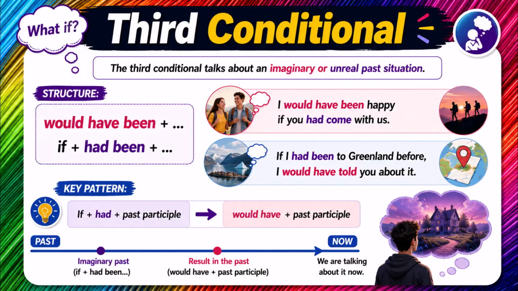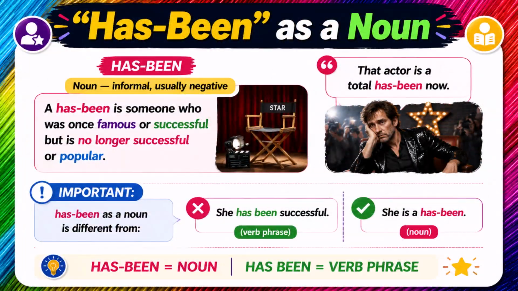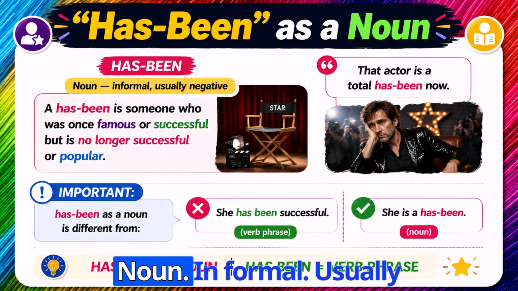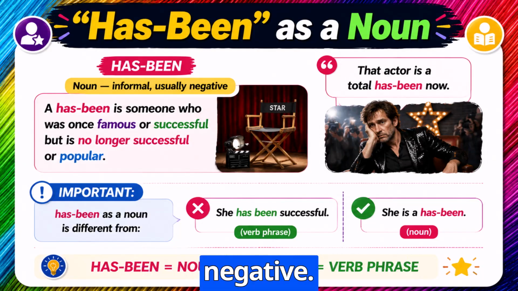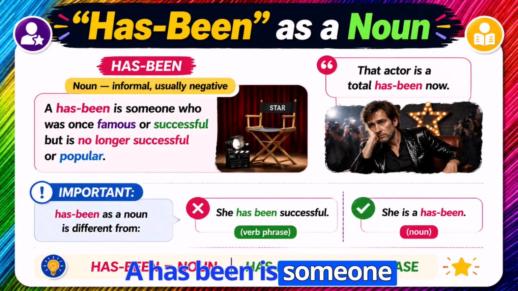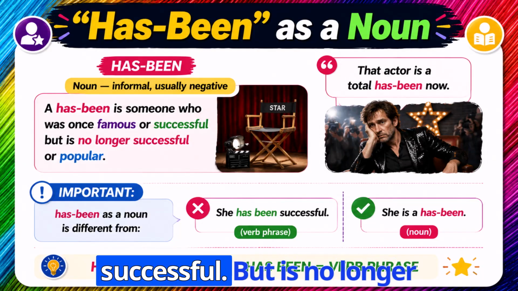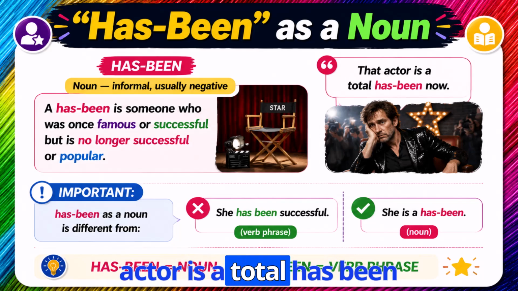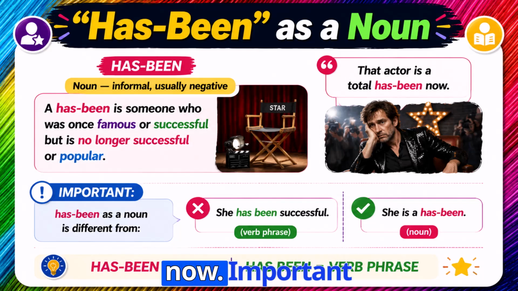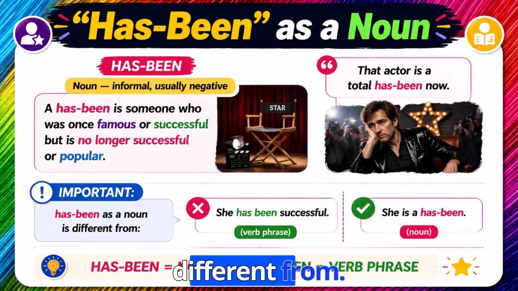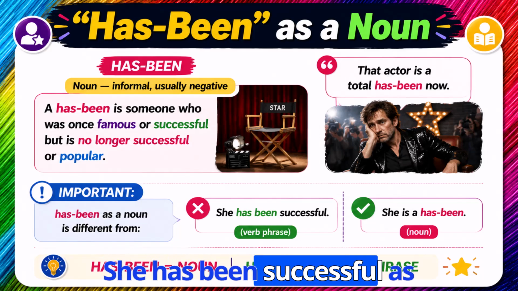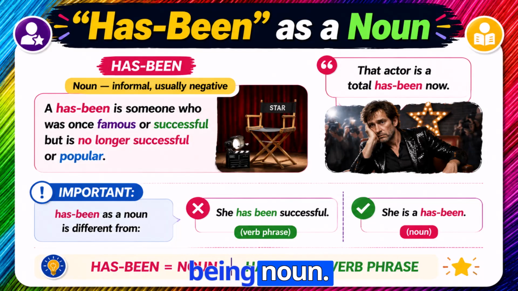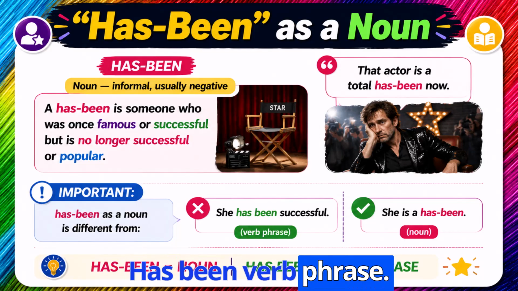Has-been as a noun. Has-been: noun, informal, usually negative. A has-been is someone who was once famous or successful but is no longer successful or popular. That actor is a total has-been now. Important: has-been as a noun is different from "she has been successful," where has been is a verb phrase.